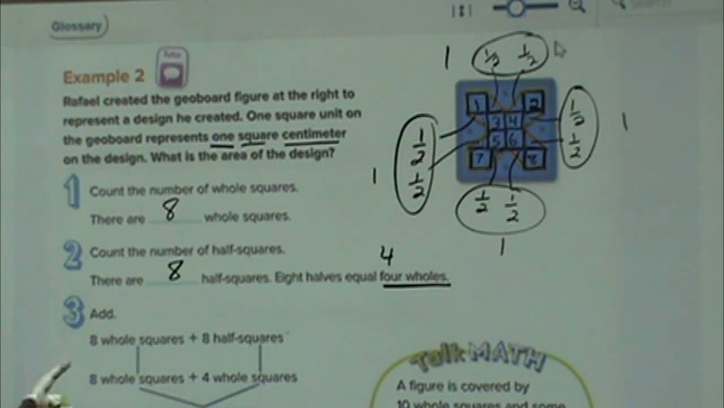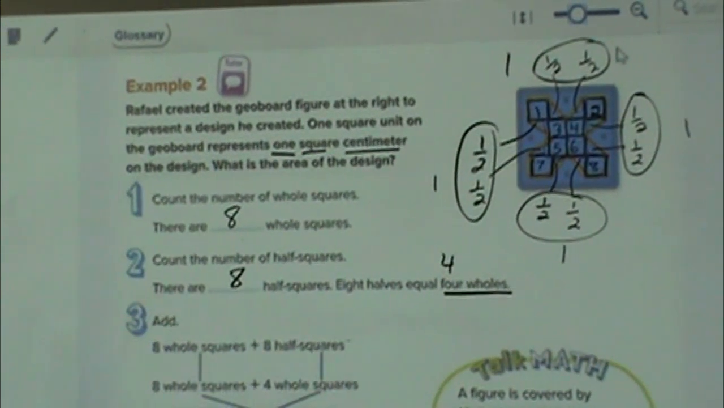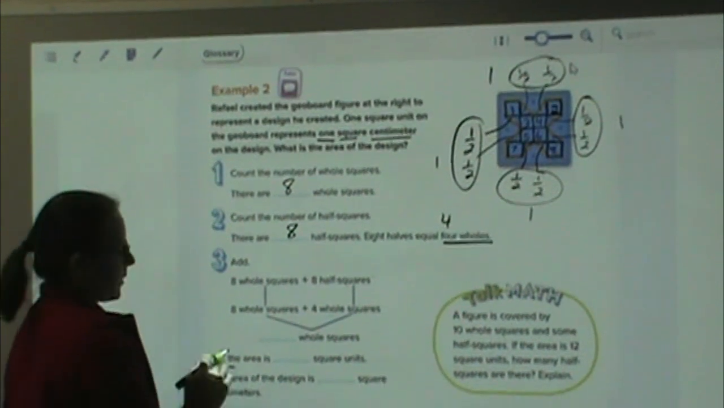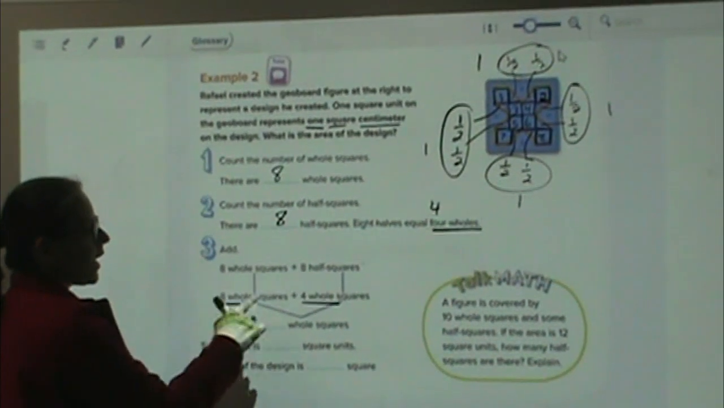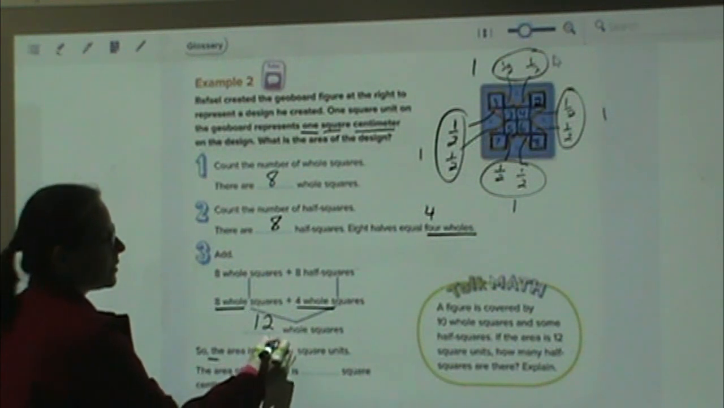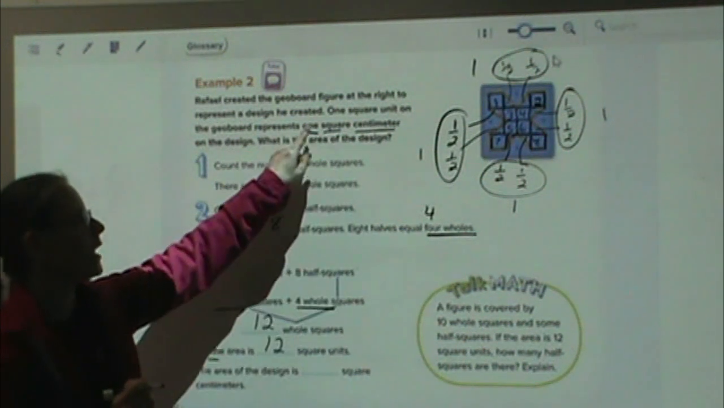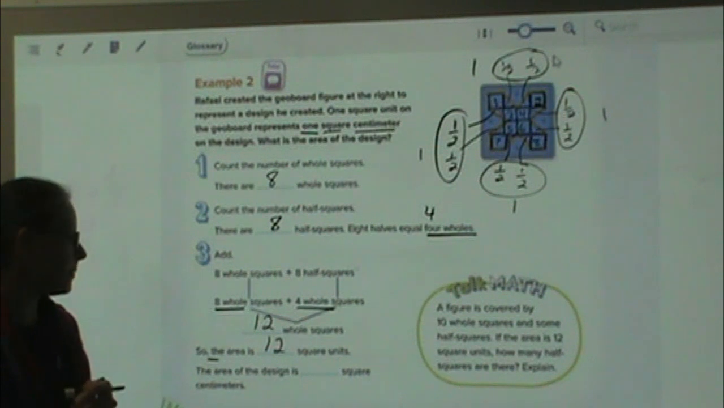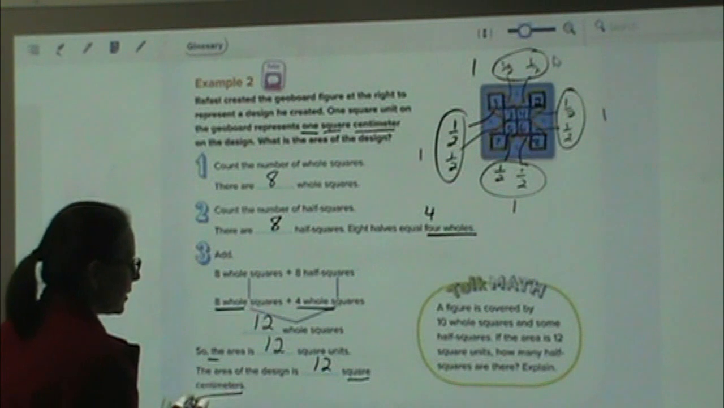The next step is to add 8 whole squares plus 8 half squares. Remember that our minds want to add wholes together. So they rewrote it for us to help us with that. 8 whole squares plus our 4 whole squares. 8 plus 4 is 12. So the area is 12 square units. Now if you remember back at the question, it asked for how many square centimeters. So we're going to change our unit to centimeters. The area of the design is 12 square centimeters.